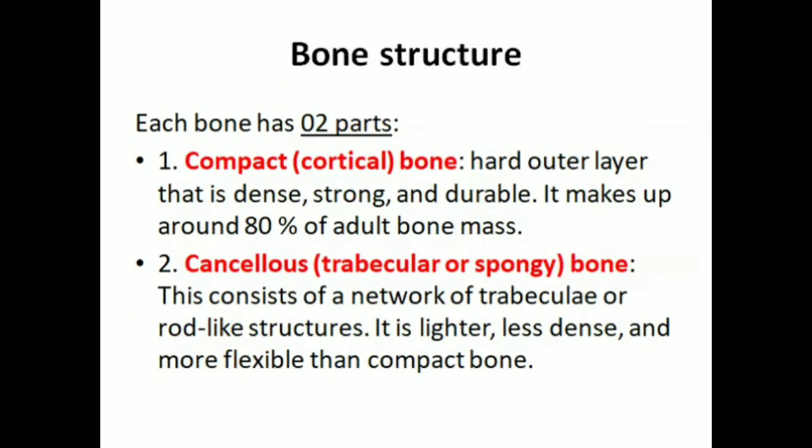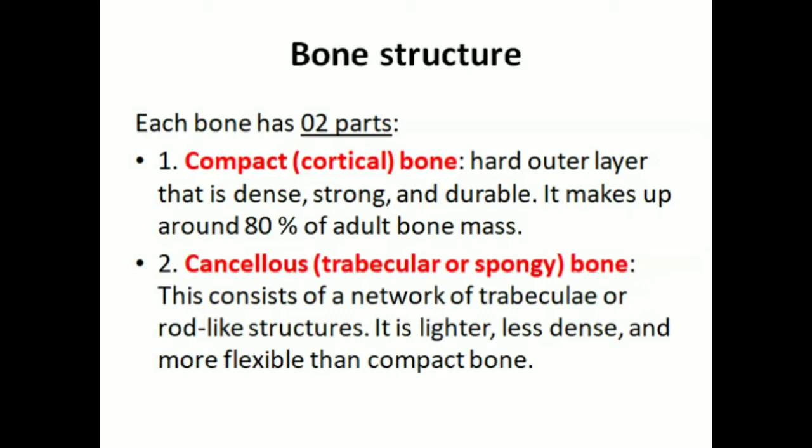Prior to discussing the details of osteoporosis, a few points about bone structure. Each bone has two parts. One is compact bone. This is the hard outer layer that is dense, strong and durable. It makes up around 80% of adult bone mass.